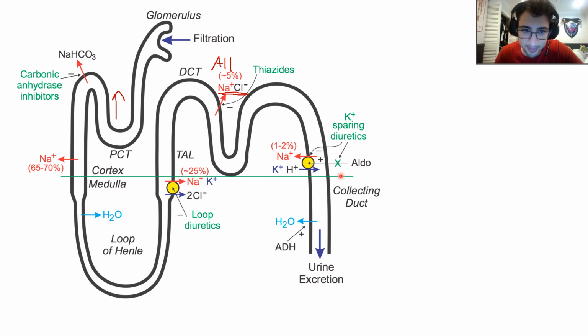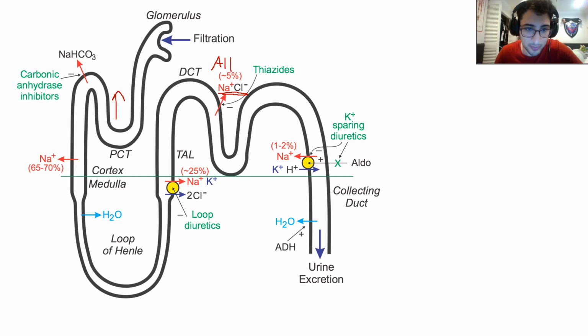The potassium sparing diuretics, the reason they're called potassium sparing, we'll get into in a bit. But notice here, you have sodium coming out, but there's no negative charge going with it. Instead, you have a positive charge coming into the tubule. So you pull sodium out of the urine and you're pushing potassium or hydrogen into the urine. And that maintains electric neutrality.